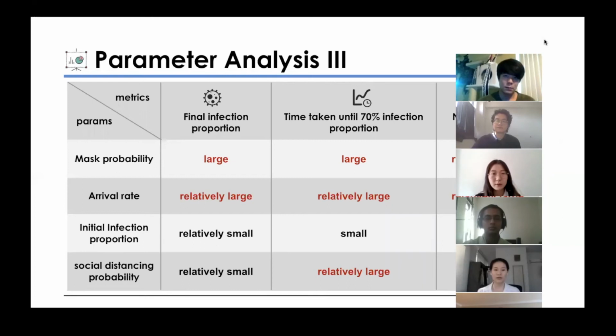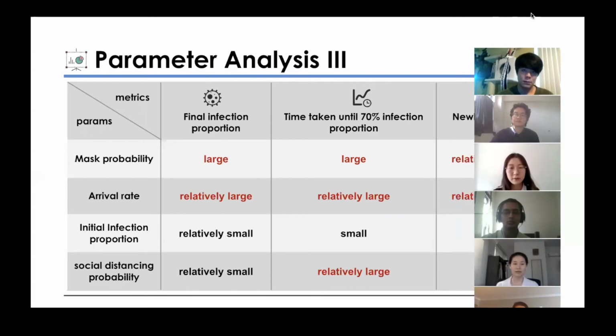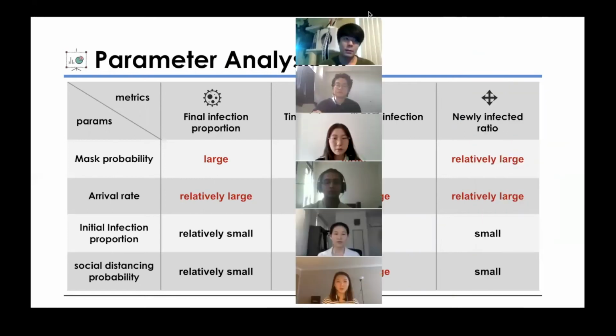So here is a result overview. As you can see, each of the parameters affects the metrics. For example, from the first row, you can see that the max probability has large effects on all of the three metrics. And on the third row, the initial infection proportion actually has almost no effect on all of the three metrics.